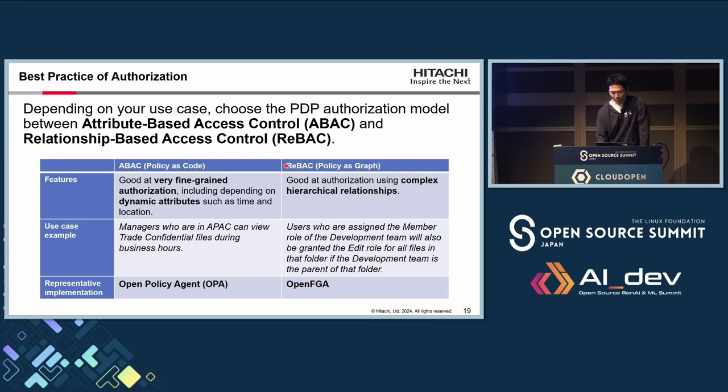On the other hand, ReBAC, sometimes called policy as graph, is good at authorization using complex hierarchical relationships. For example, ReBAC is suitable if your authorization conditions are as follows. Users who are assigned the member role of the development team will also be granted the edit role for all files in that folder if the development team is the parent of that folder, like this. The representative implementation of ReBAC is OpenFGA.